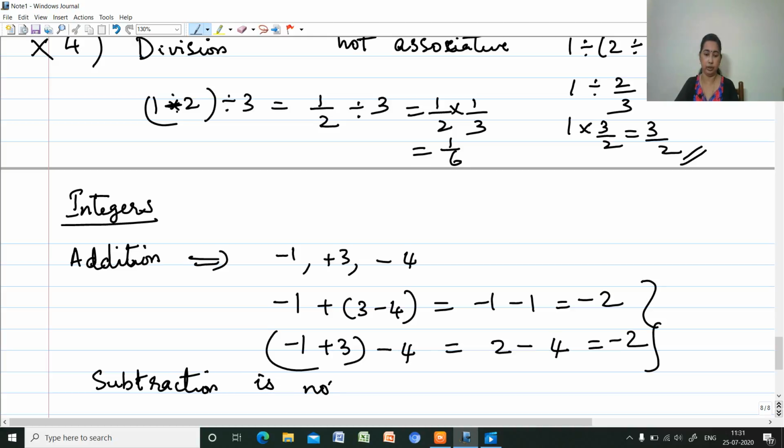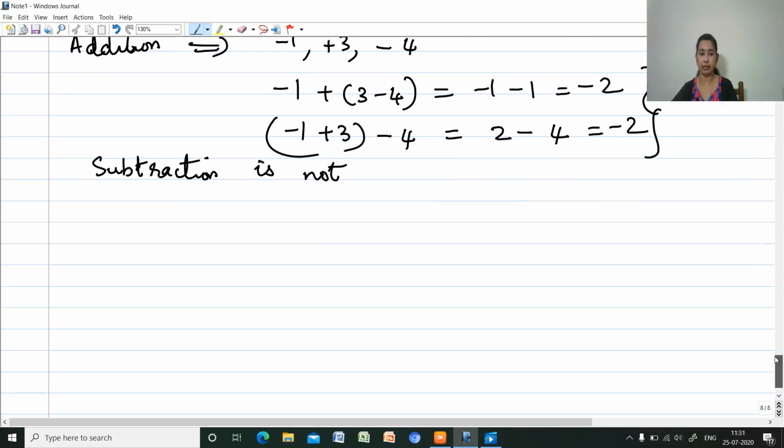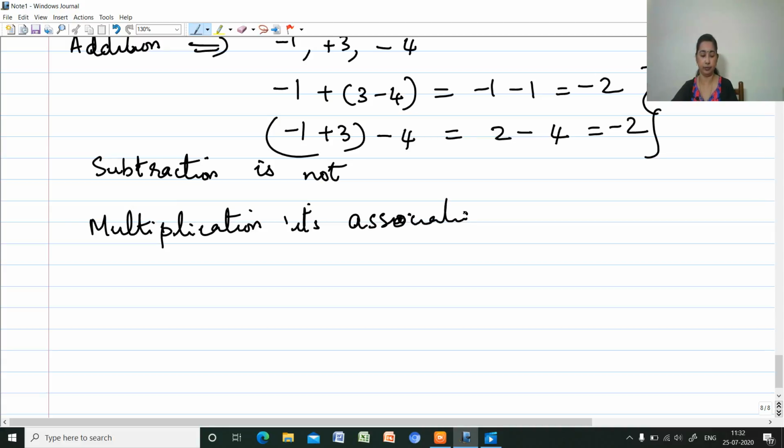Because there will be some difference in the negative signs. So if I am putting negative sign and rearranging, the answers may be different. Then in the case of multiplication, it is associative. Whereas division, it is not associative. That all we have discussed already. Division not associative.